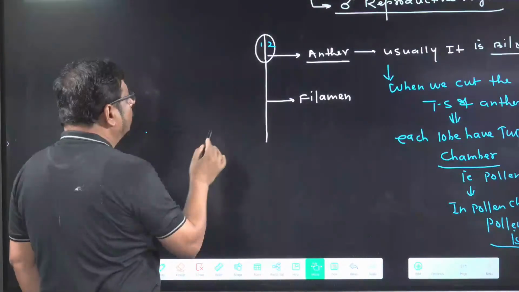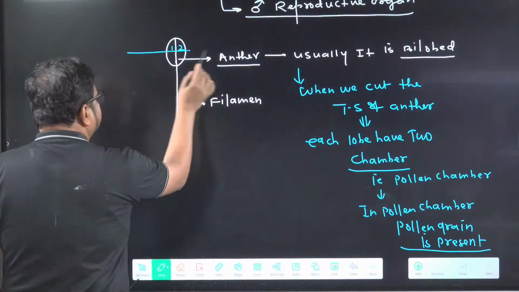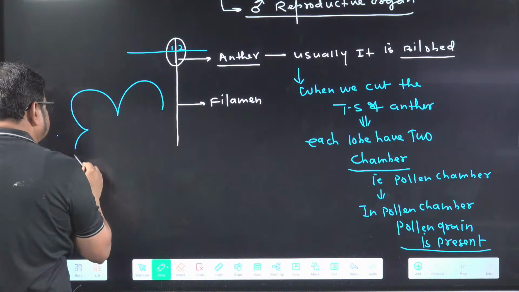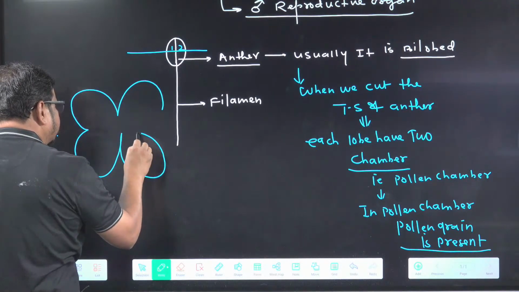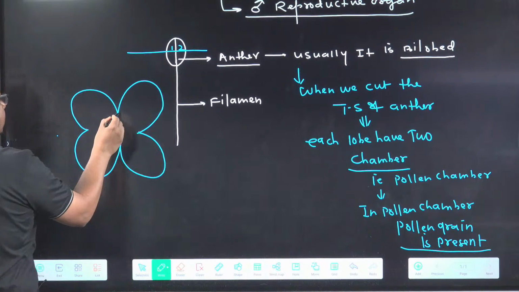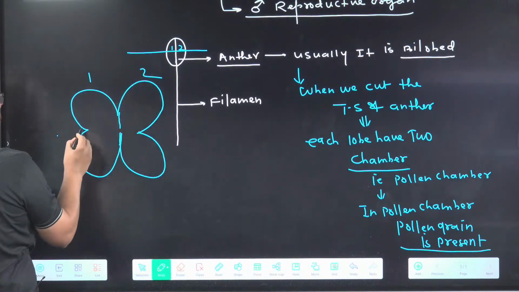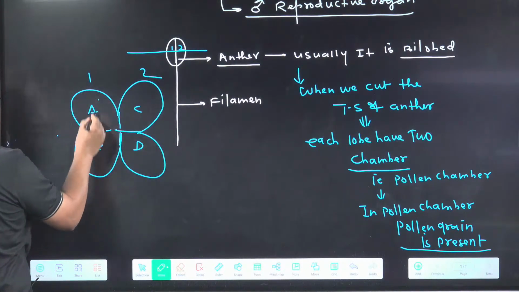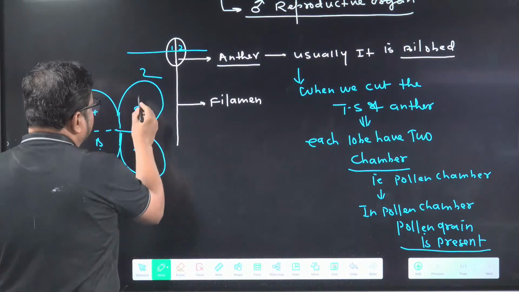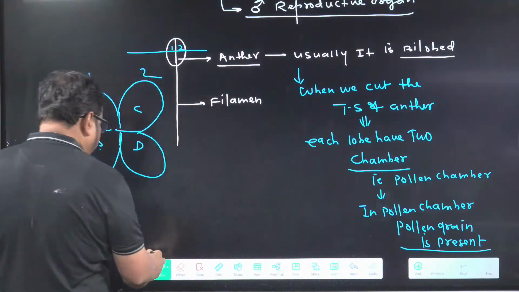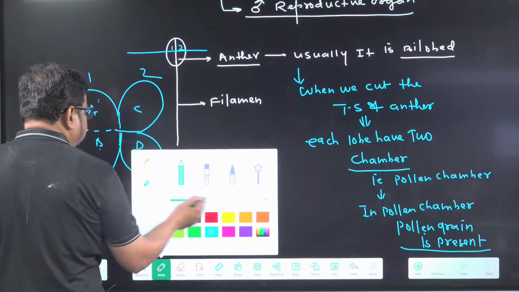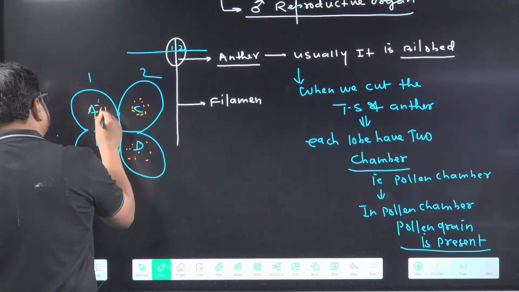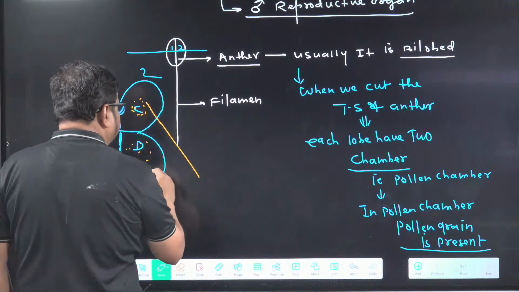When you cut these 2 lobes, I am just giving you a basic idea. When we cut it, we are getting 2 chambers in each lobe. See, this is 1 lobe, this is 2 lobe. And in both lobes, these are the A chamber, B chamber, C chamber, D chamber. So each lobe has 2 chambers, na? And these are called pollen chambers. And in this pollen chamber, later on we will study who is present: pollen grain is present.